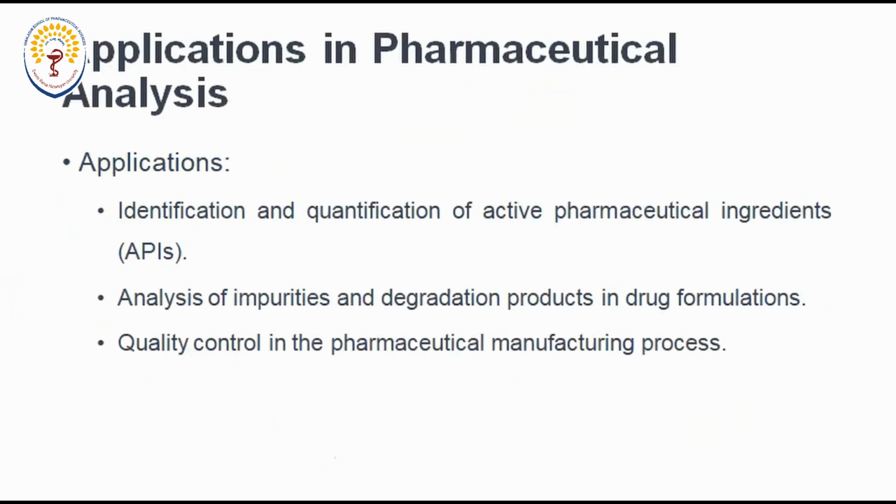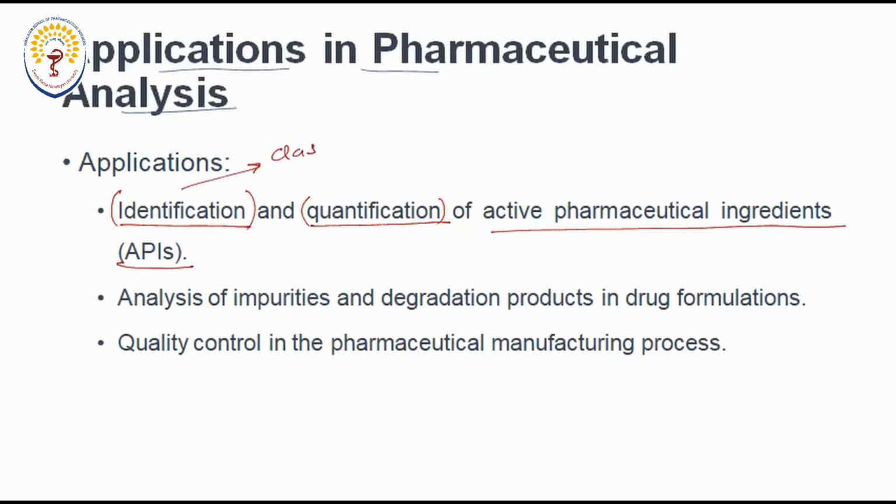Now talking about the applications in pharmaceutical analysis. So what are the applications of chromatography in pharmaceutical analysis? Now we use it for identification and also for quantification of APIs. APIs stand for active pharmaceutical ingredient. Identification, simply the qualitative analysis, and quantification, simply the quantitative analysis. As I have told earlier, identification was used in the classical method, but now we have modern methods which can also be used for quantitative analysis.